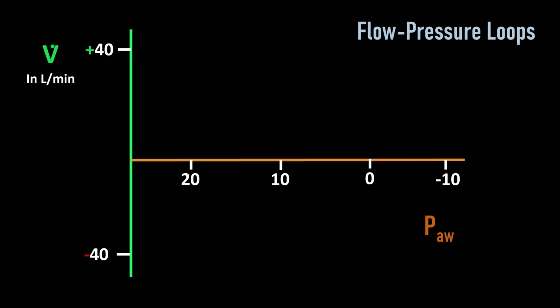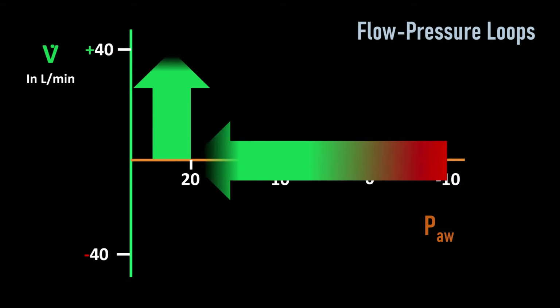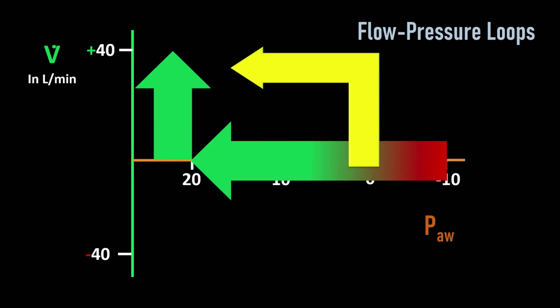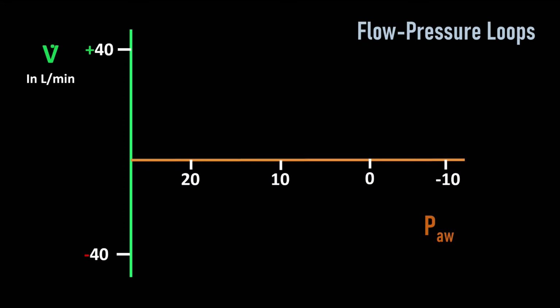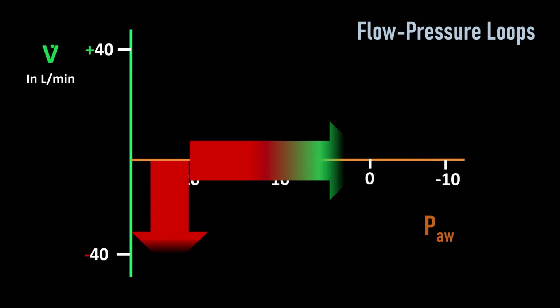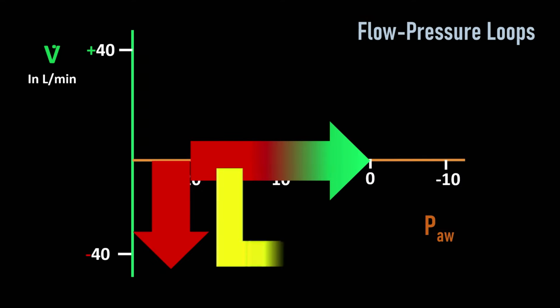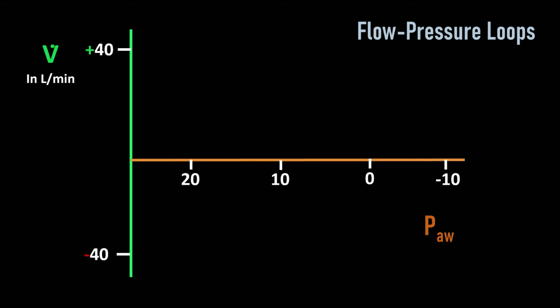Sometimes this is a little bit hard to get your head around. As flow increases, pressure increases simultaneously. So we should see the loop going across and upwards on inspiration, and then when expiration occurs, the loop will go downwards, reflecting exhalation, negative flow, and to the right for positive pressure breaths. Let's have a look at a breath.